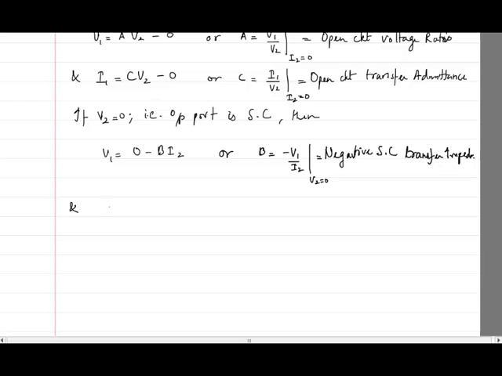So the second equation will be, I1 is equal to, V2 is 0, so 0 minus DI2, or I will get D is equal to minus of I1 by I2, which is basically a current ratio when V2 is equal to 0. So this one I will call negative short circuit current ratio.